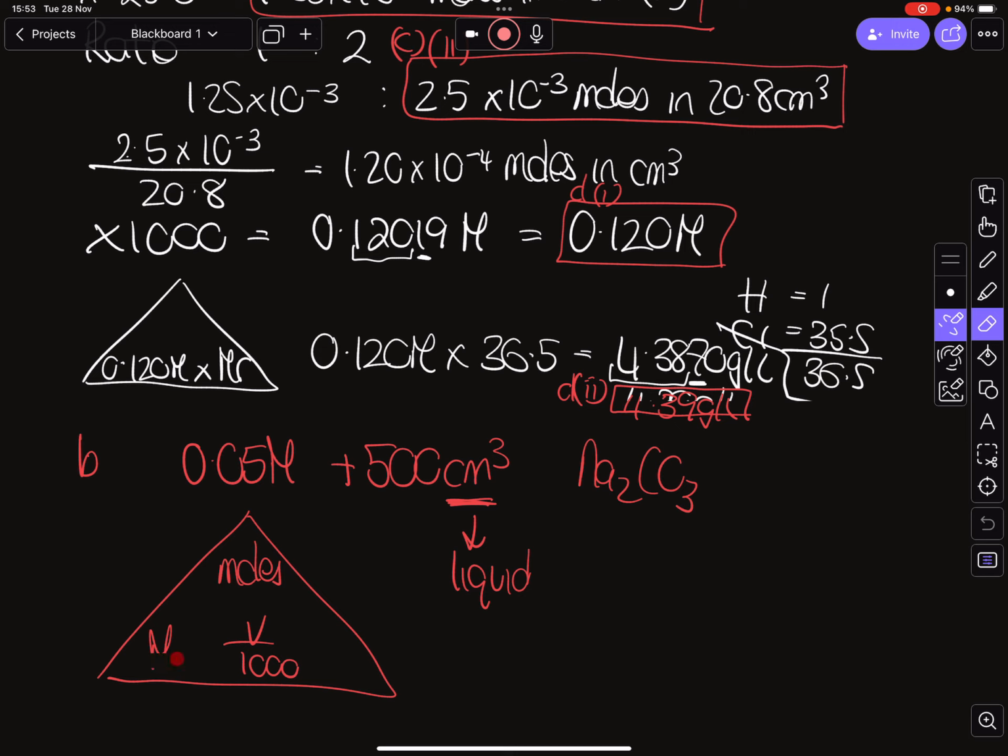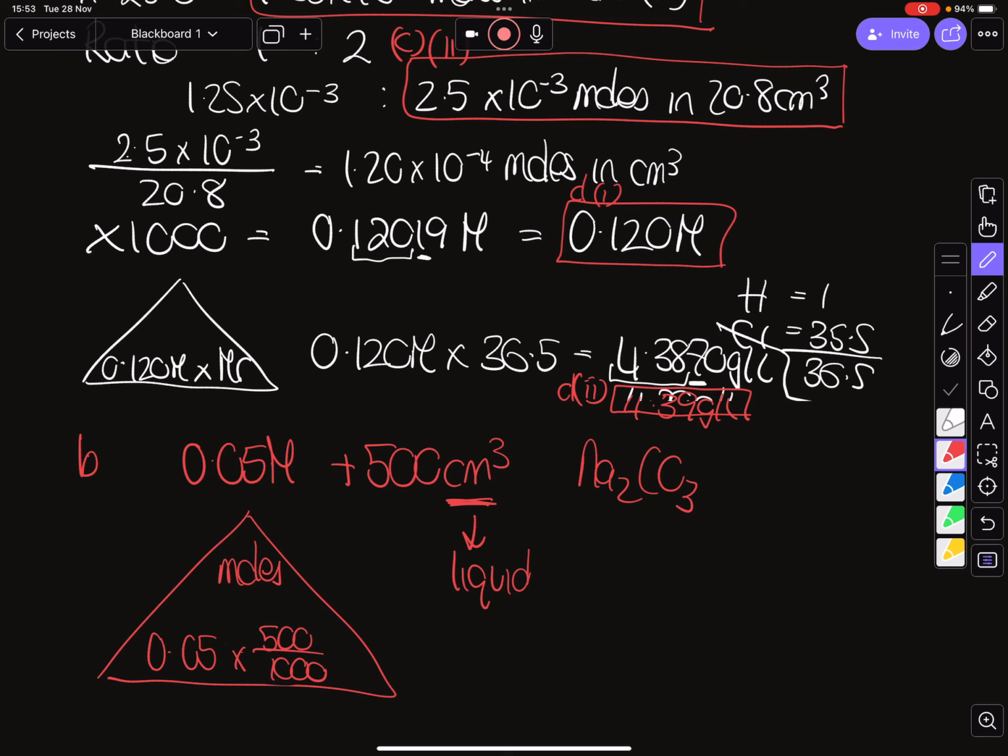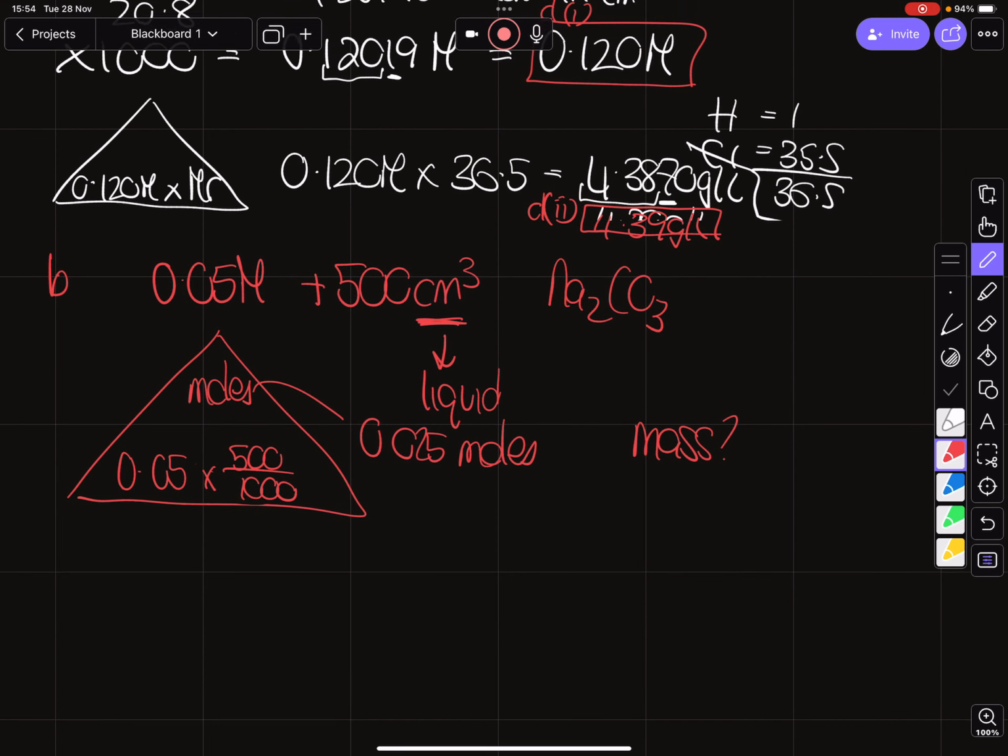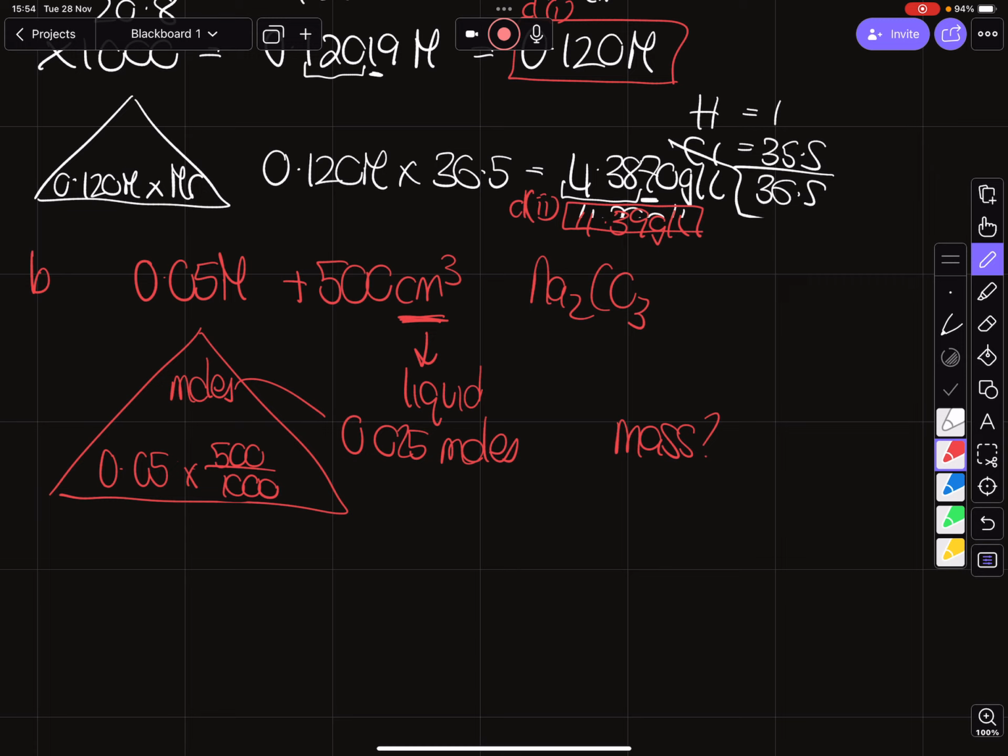So there's going to be a 2-step process to this. So from my question, my big M now becomes 0.05. I'm going to multiply that by 500 over 1,000, like so. So we go 0.05 multiplied by 500 divided by 1,000. And when I'm done with that, the moles that I get are 0.025 moles. The question asked me to find the mass. So that must mean that I need to go into my mass triangle.